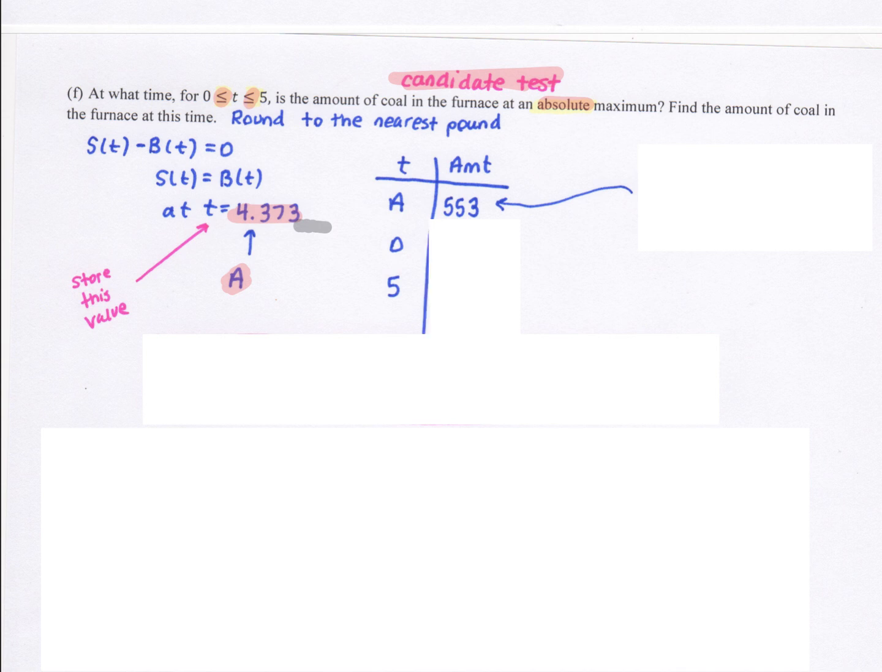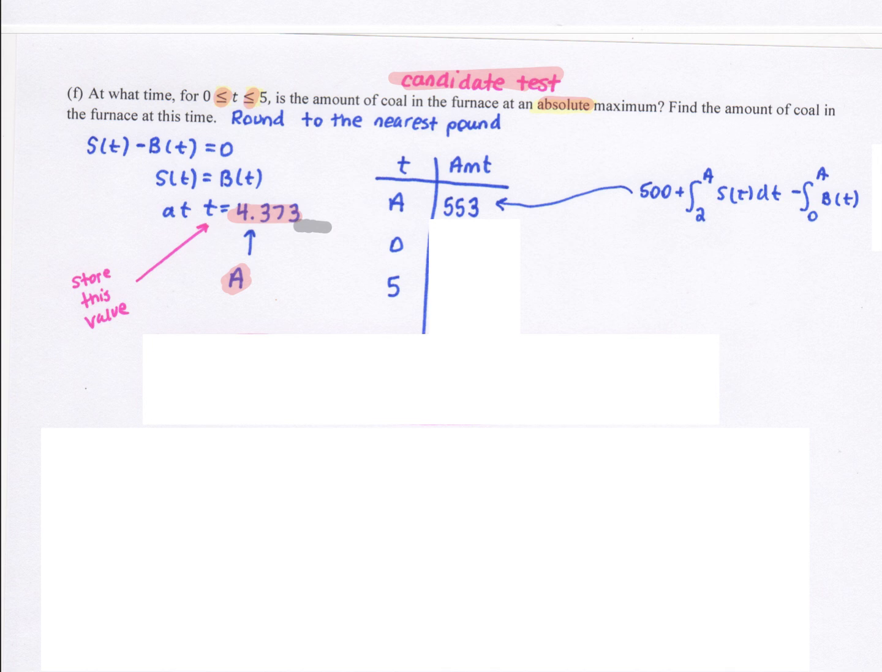So there is my list of candidates. To determine which one of these is the absolute maximum, I'm going to find out the amount of coal in the furnace at each of these times. And I'm going to use this little formula over here to do it. It's basically what I did in one of the previous parts.